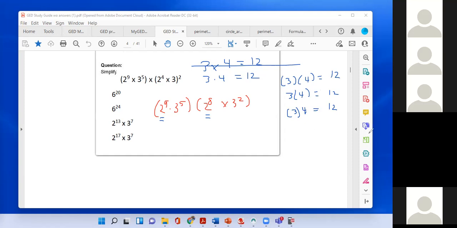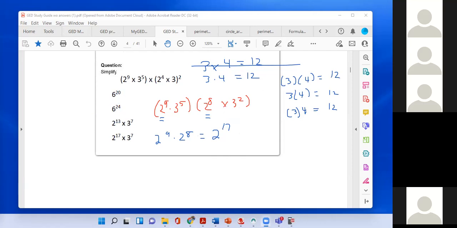Now, 2 to the 9th times 2 to the 8th. Since they have the same base, what am I going to do to the exponents? If I'm multiplying exponents with the same base, I add them. And what is 9 plus 8? 17. So 2 to the 9th times 2 to the 8th is 2 to the 17th power. Once you calculate that, you can get rid of all three of them. You already know the answer, but I'm going to finish it all off.